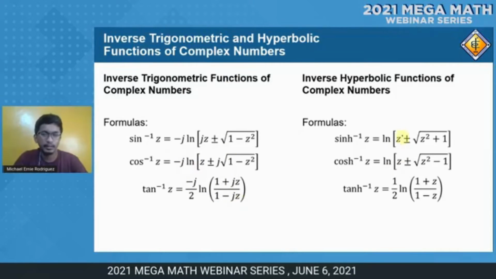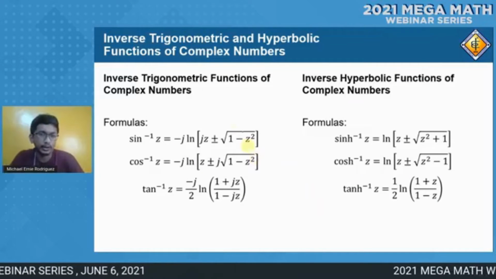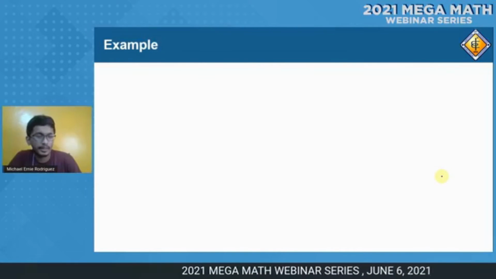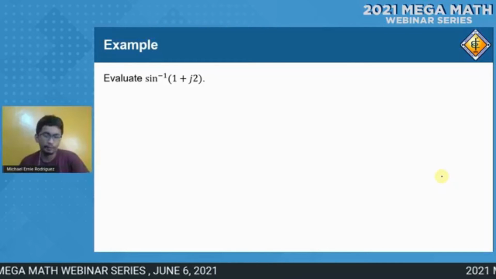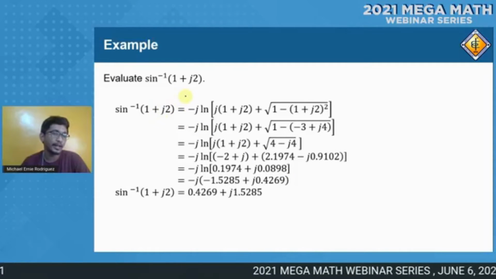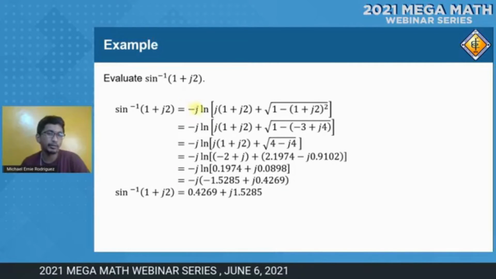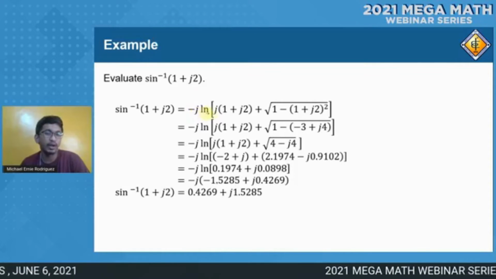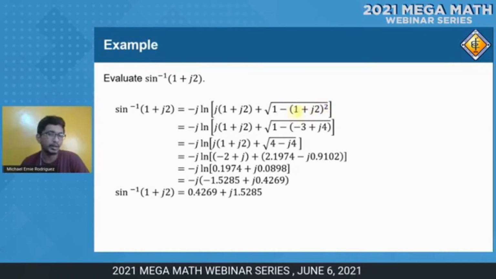So, these are the formulas for our inverse trigonometric and hyperbolic functions. Gagamitin natin to in solving for this. So, try natin mag-solve. Papakita ko rin to sa examples. Example tayo: evaluate the arc sine of 1 plus j2. Medyo matrabaho lang to yung pag-evaluate ng mga inverse trigonometric and hyperbolic functions. Ito yung formula natin for sine: negative j ln of jz plus the square root of 1 minus z squared. Medyo matrabaho lang siya i-compute.